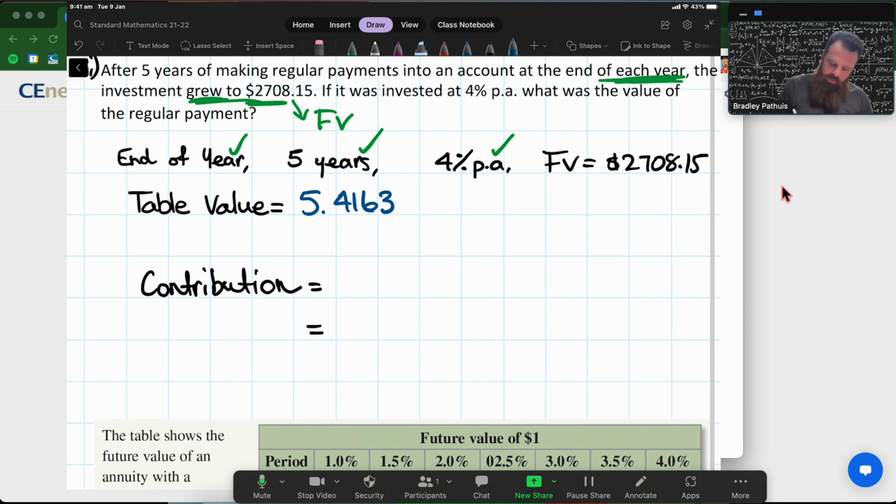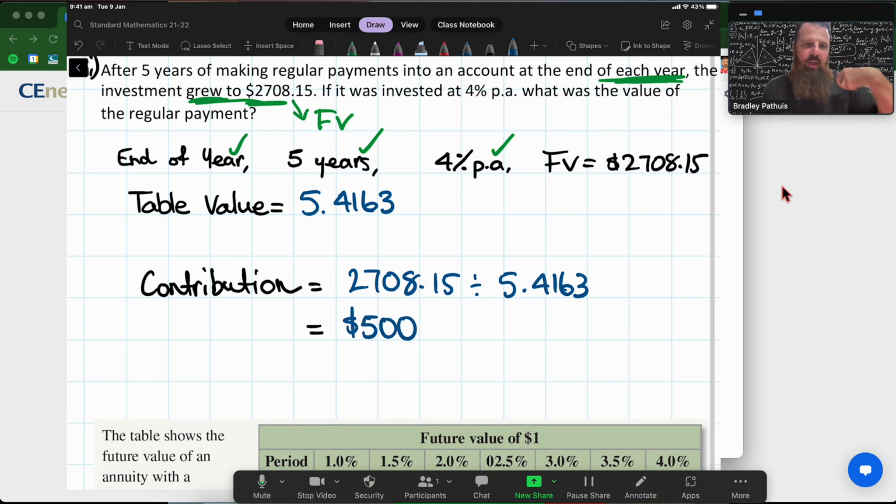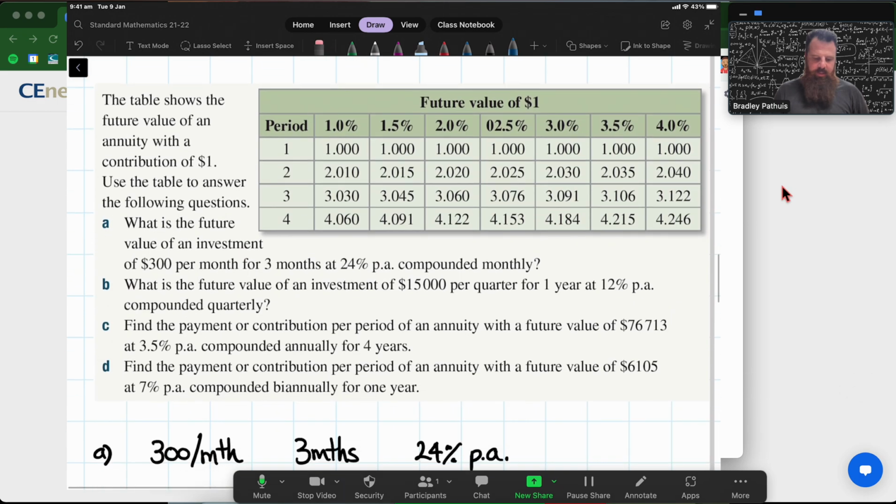So our contribution is our future value divided by our table value. And when we evaluate that, we get $500. So this person paid $500 into that bank account at the end of every year. All right, 4 more examples to go. Stick with me, get this done, and then you'll get off onto some work. So looking at these questions, but playing around with them slightly differently.